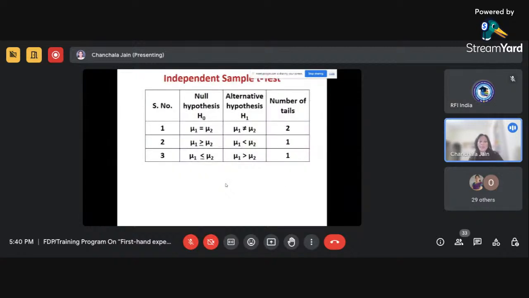Talking about the hypothesis, how we need to formulate it, although we saw this slide yesterday too. In the case of the independent sample t-test, we need to decide whether we are going for a one-tail t-test or a two-tail t-test. If we are talking about a one-tail t-test, you can go for rows number 2 and 3. And for a two-tailed t-test, we will go with the serial number 1 row.